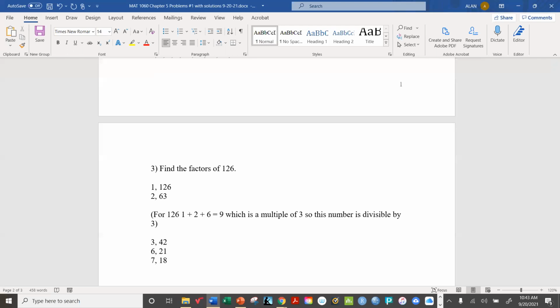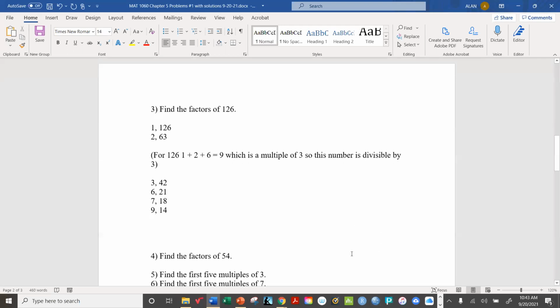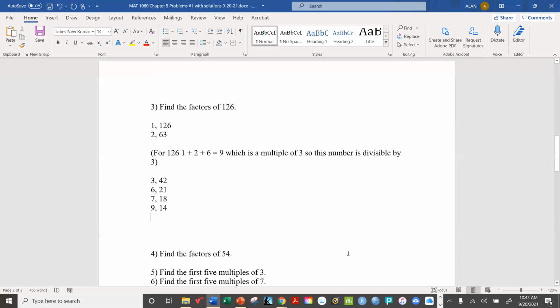Yes, 9 times 14. Okay, wow. How about 10? No, you can see it doesn't end in a 0. 11, no, it doesn't look right. 12, 13. No, it looks like we're done then, because the next one would be 14, which we already have.